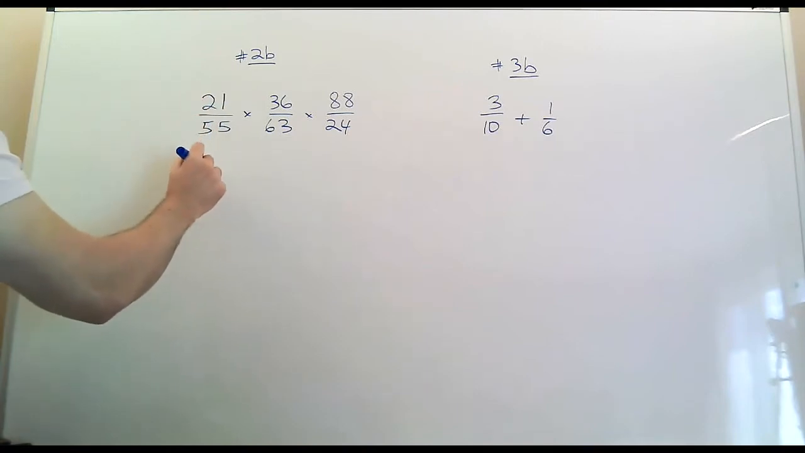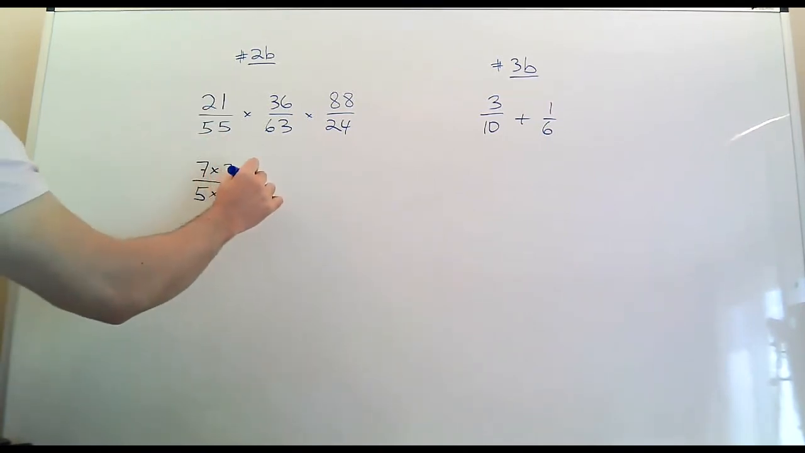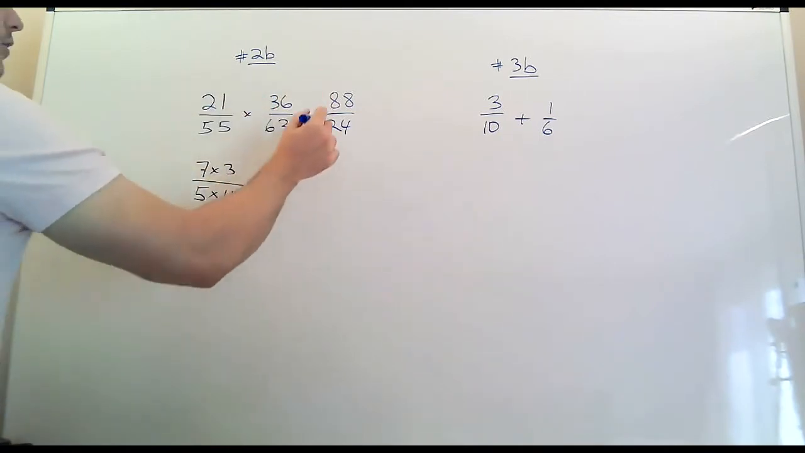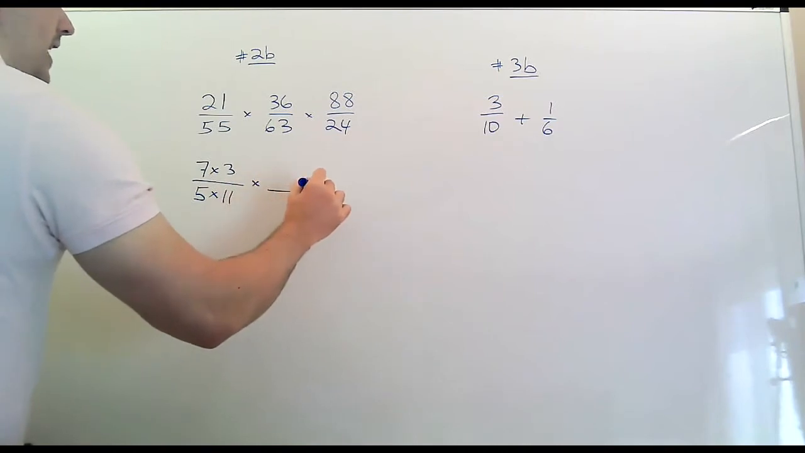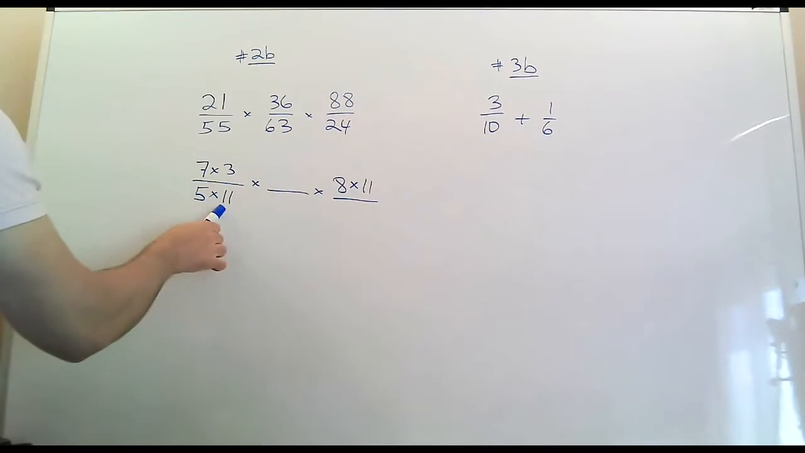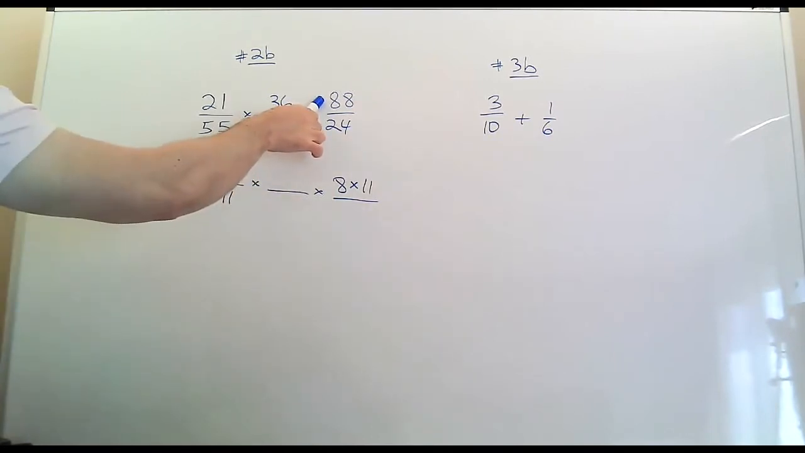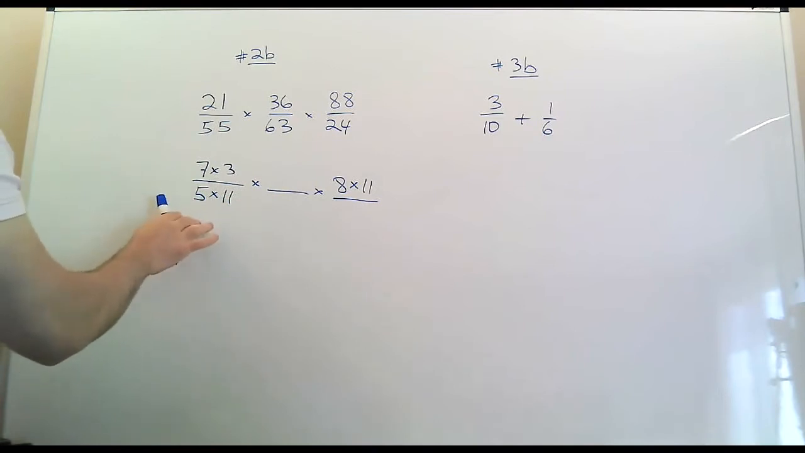So for 21, I'm going to write 7 and 3. Why? Because 7 times 3 is 21. For 55, I'm going to write 5 times 11. I don't have a choice. There's no other pair there. Now, I have choices for 36. I'm going to leave it alone a minute. 88, since I see an 11, for 88, I'm going to pick 8 and 11. Why? Because I already have an 11 there. You can pick 44 and 2, but I don't have a 44 or a 2 on the bottom yet.